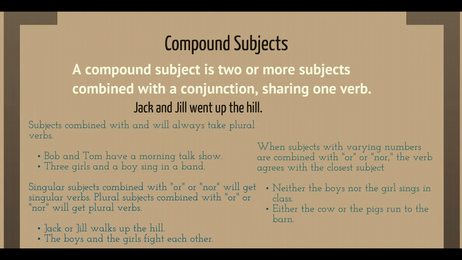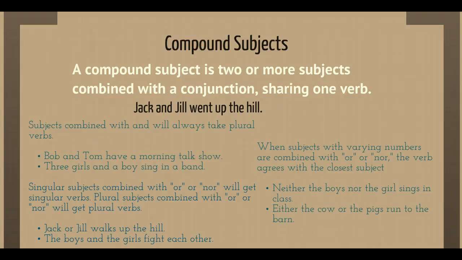Singular subjects, however, combined with or, nor, will get singular verbs. Okay, so that one's not much different from the singular subject to the singular verb. So if it's a compound subject combined with or, nor, but they're both singular, they will get singular verbs. Okay. Jack or Jill walks up the hill. And if we look at the sentence, in the way it's written, we can see that. We know that both Jack and Jill are not walking up the hill. Only Jack or Jill walks up the hill, but not both. So that's why it's singular.